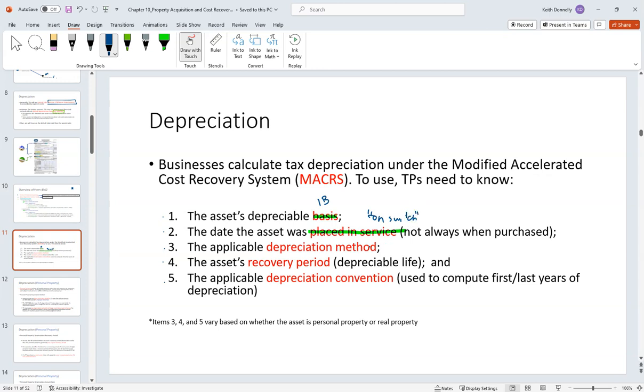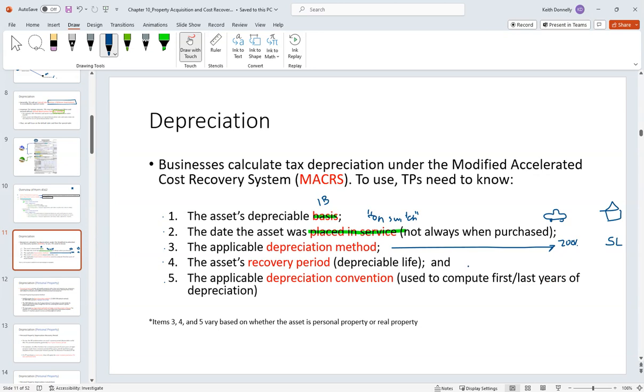We need to know the depreciation method, right? So what's the idea for this? Well, for personal property used in a business, like a car, versus real property, the general rule for the depreciation method is going to be 200% declining balance. For real property, it's going to be straight line.